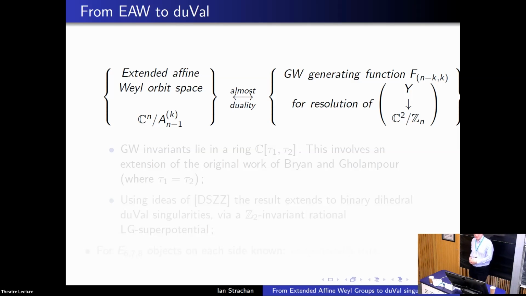These are the Gromov-Witten generating formulas for a certain resolution of one of the simplest Du Val singularities. As the title of the talk says, it is From Extended Affine Weyl to Du Val Singularities via Hyperplane Arrangements.